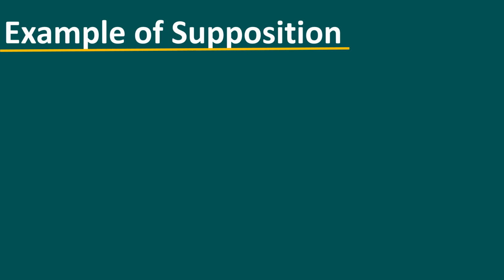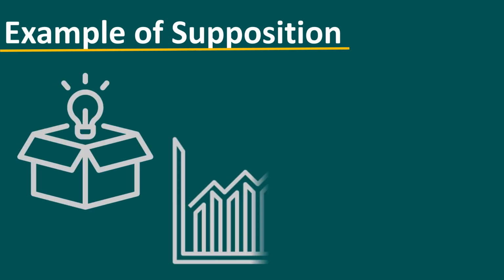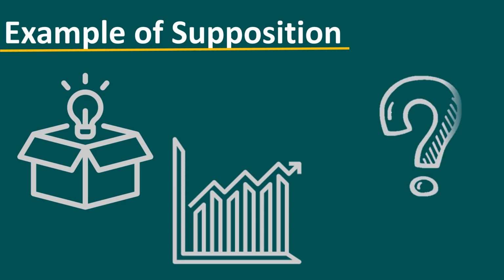Example of supposition. The product was introduced under the supposition that there was a demand for it. There may be a demand for the product in this situation, but it may not be as strong as they had anticipated. As a result, the notion that there was demand may not be wrong but rather real, but the amount is unknown.